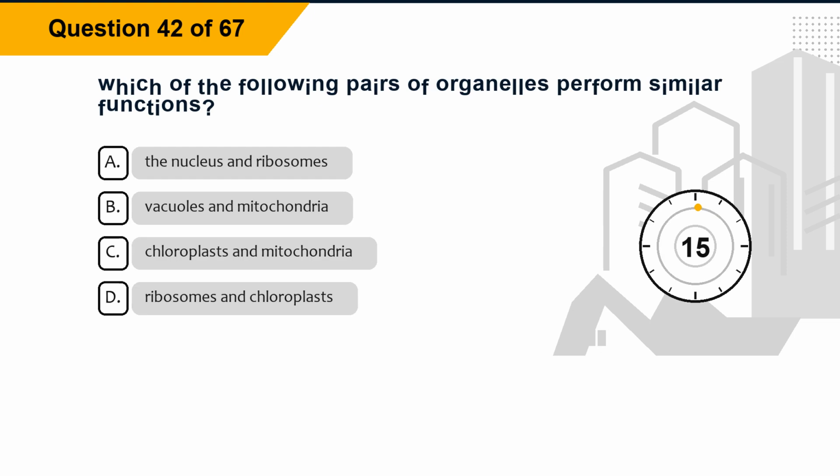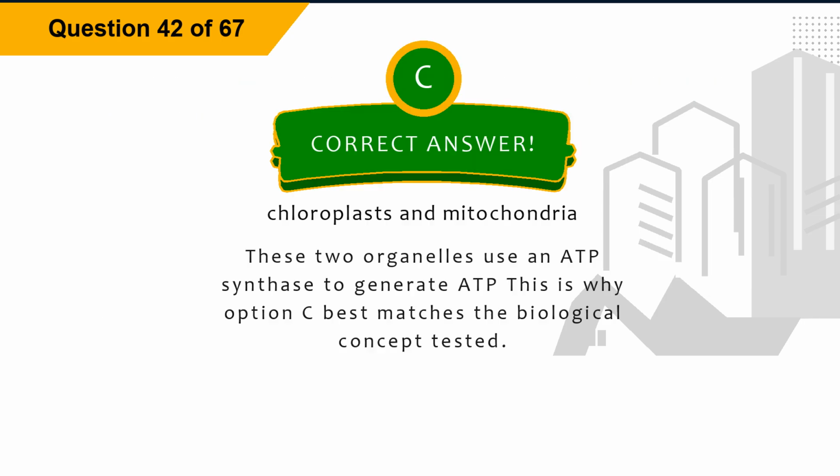Question 42. Which of the following pairs of organelles perform similar functions? Option A, the nucleus and ribosomes. Option B, vacuoles and mitochondria. Option C, chloroplasts and mitochondria. Option D, ribosomes and chloroplasts. The correct answer is option C, chloroplasts and mitochondria. Explanation. These two organelles use an ATP synthase to generate ATP. This is why option C best matches the biological concept tested.